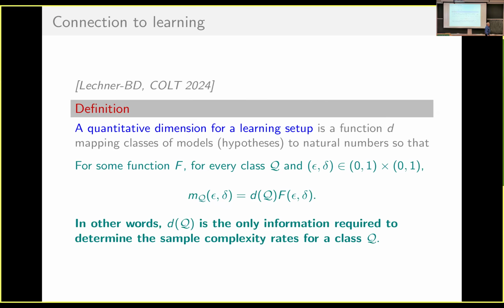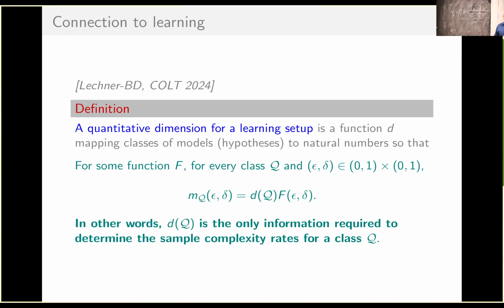You can see it in the VC dimension, because we know that for learning binary valued functions, how many samples I need for epsilon and delta is something like the VC dimension of H plus log 1 over delta, divided by epsilon squared. So you can see that once I know the VC dimension, it's just a function of epsilon and delta.